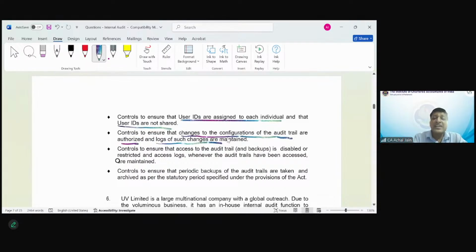To ensure access to the audit trail is disabled or restricted. Very, very important. Otherwise, anybody can go and change that, delete that. To ensure periodic backups of audit trails. For any IT related environment, backups play a very, very important role. So that's why that also needs to be in place over here. Correct? Now, one more question.